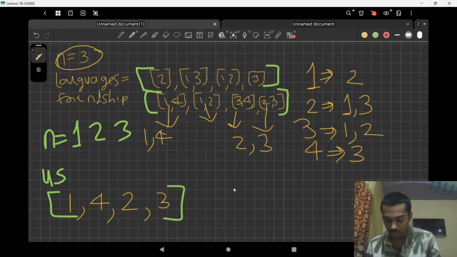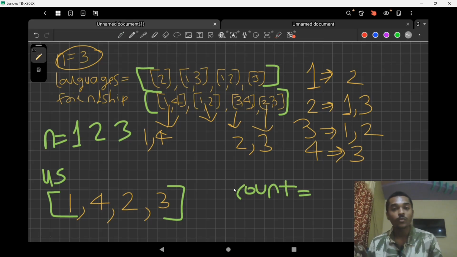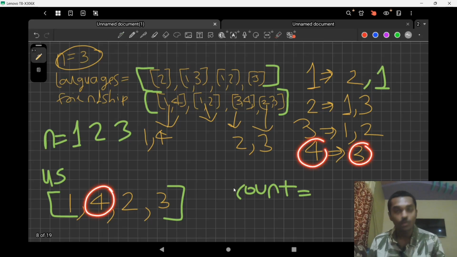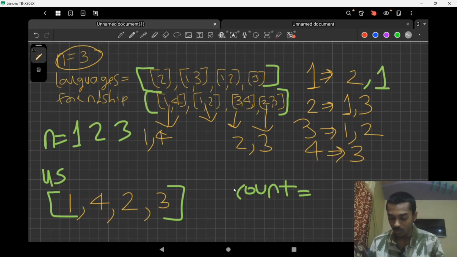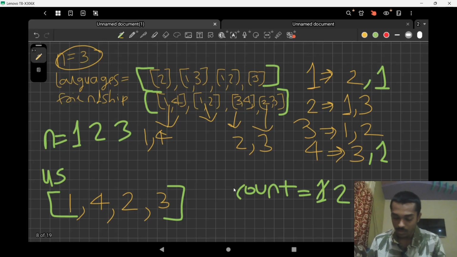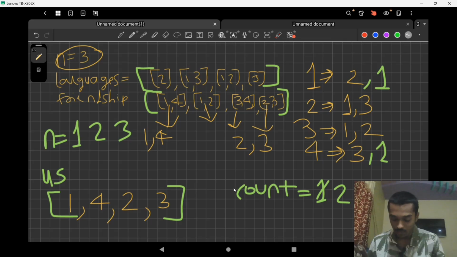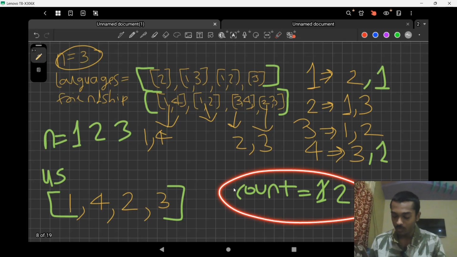We can count here, this is the number of people we need to teach language one. So we write language one here. Now for user 4, 4 doesn't know language one, so we have to write language one as well, and increase our count to 2. Now 2 knows languages 1 and 3, so 2 already knows language 1, and 3 already knows language 1. So 2 is the answer.